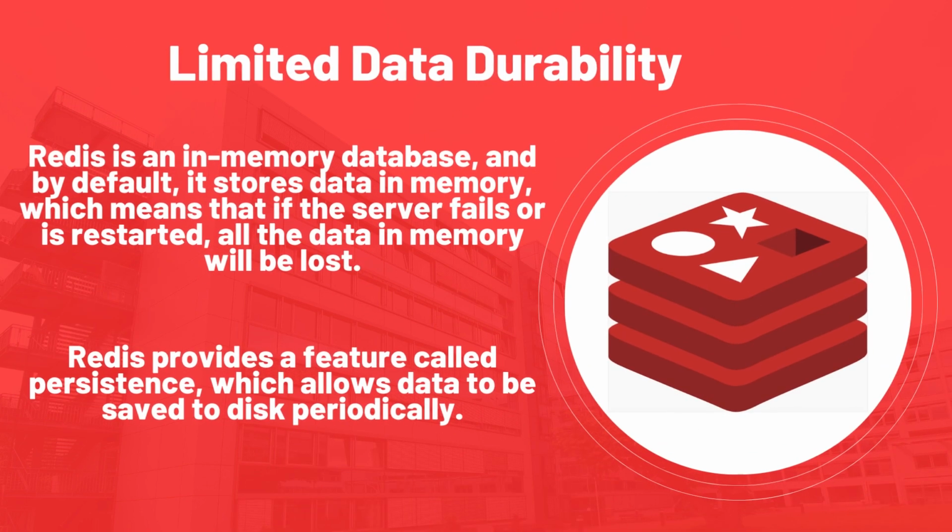Okay, the first one which we are going to talk about is limited data durability. Redis is an in-memory database and by default it stores data in memory, which means that if the server fails or is restarted, all the data in the memory will be lost. Okay, so this is pathetic, right? To overcome this, Redis provides a feature called persistence, which allows data to be saved to the disk periodically.